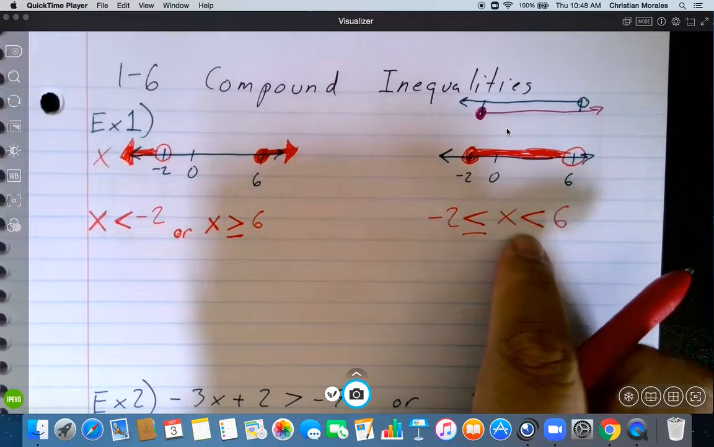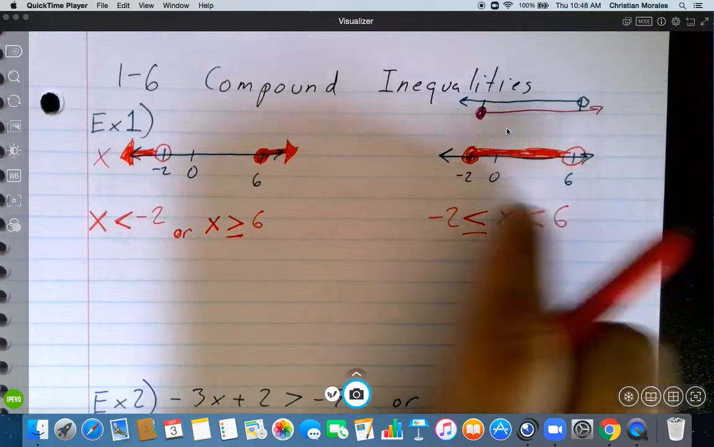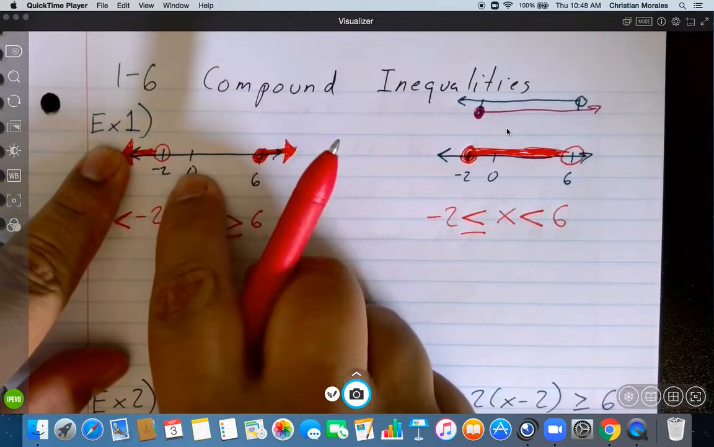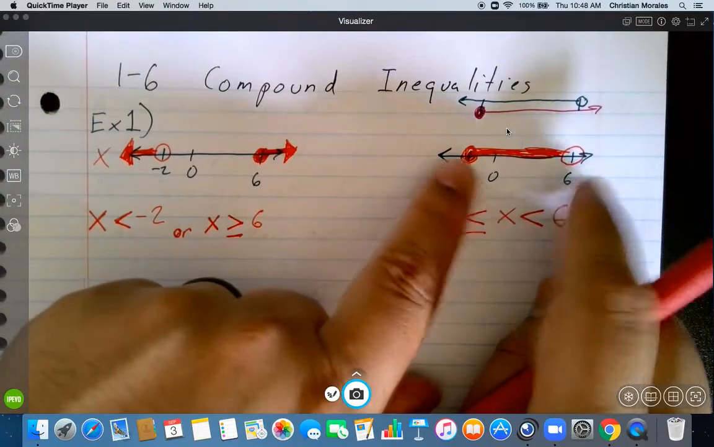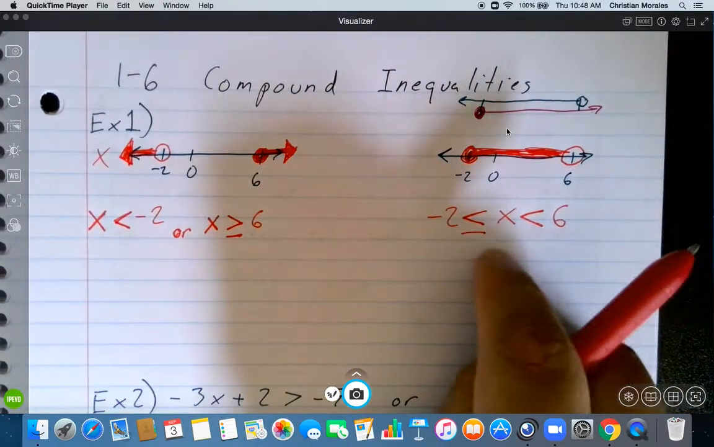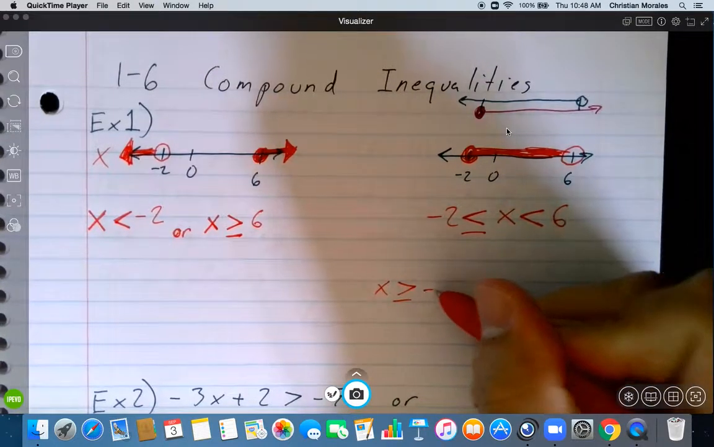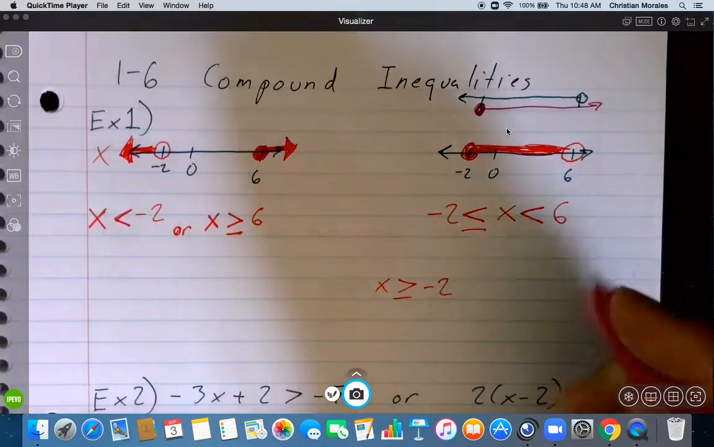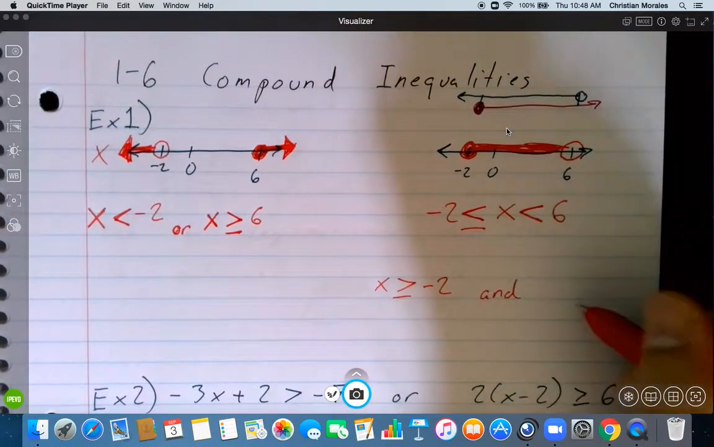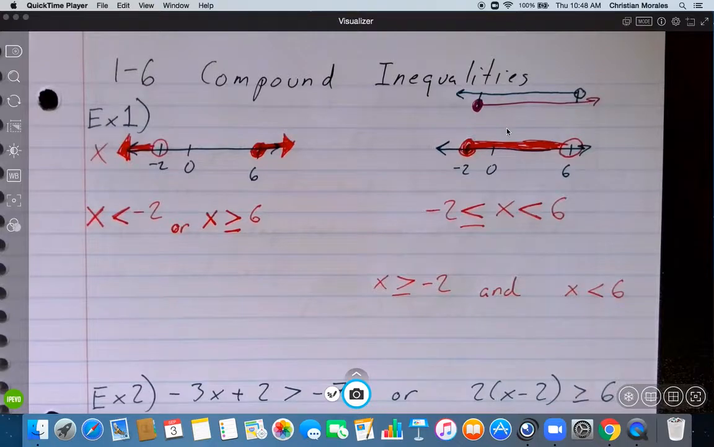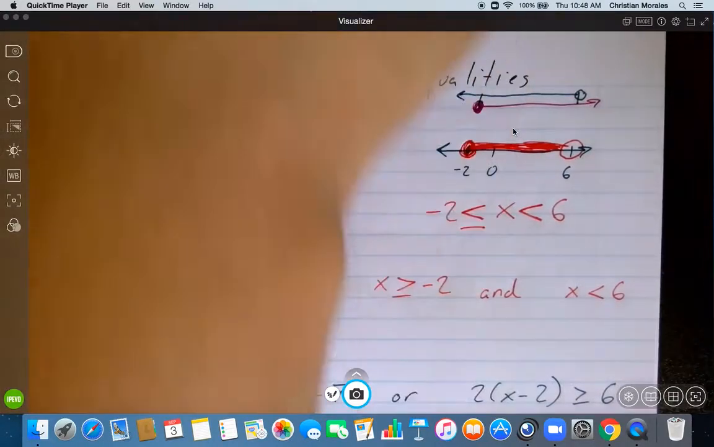So this is how I write this answer. It's kind of the opposite of this, where the answers are the numbers going this way and not in the middle. In this one, it's the answers in the middle, not the answers going that way. Another way to write this is like this: x is greater than or equal to -2, and x is less than 6. That's another way you could write that answer. All right? Okay, next, number 2.